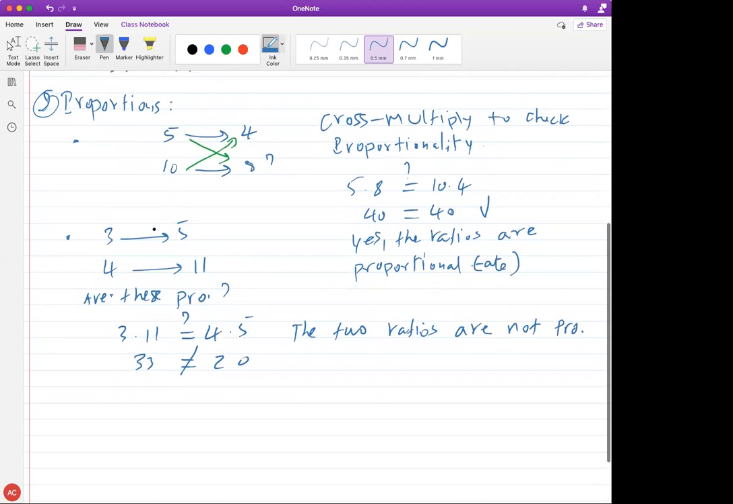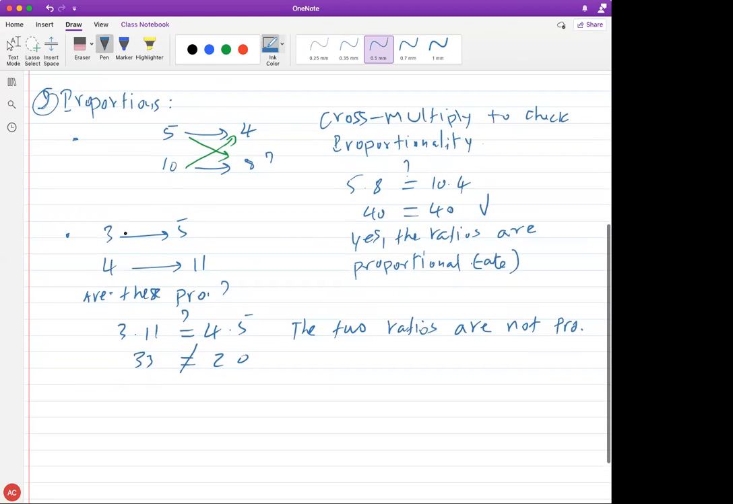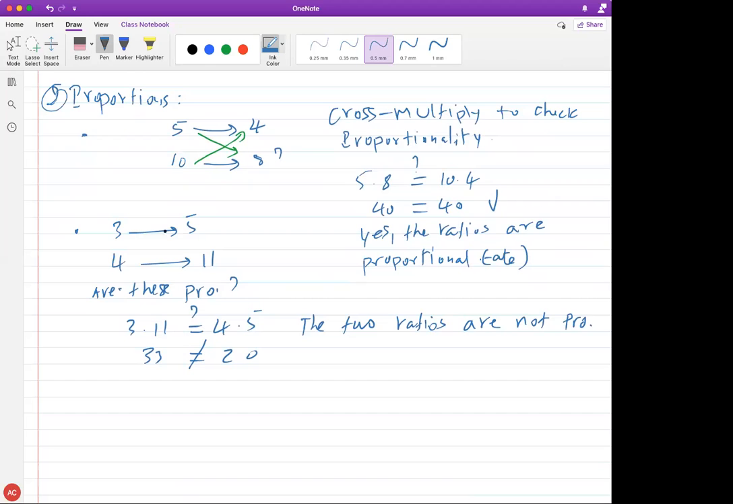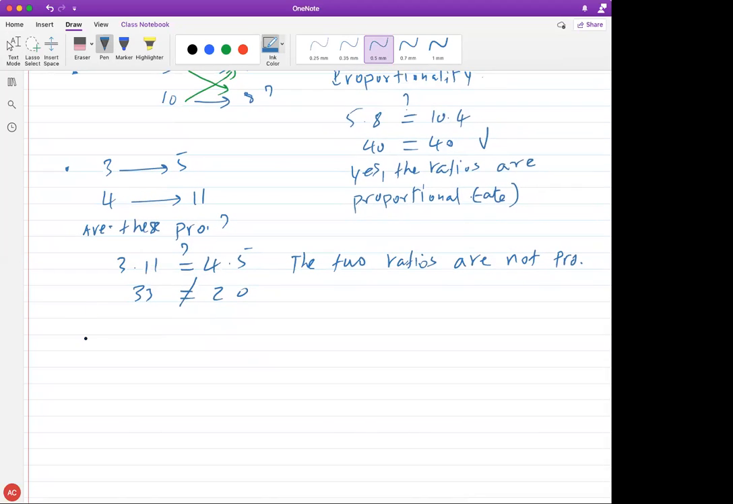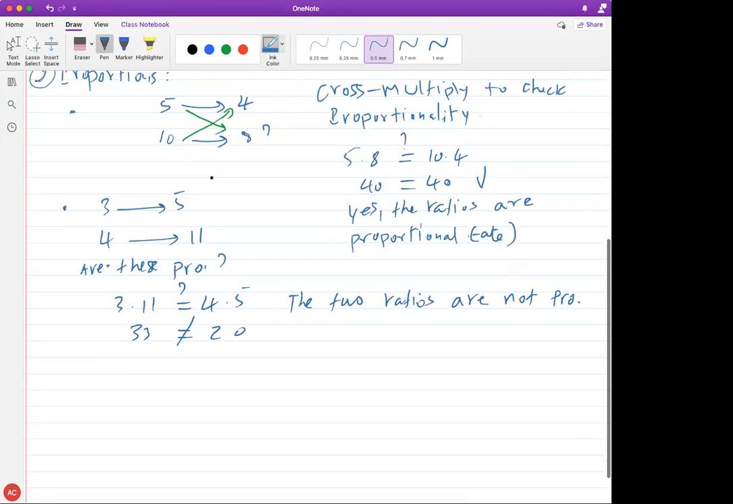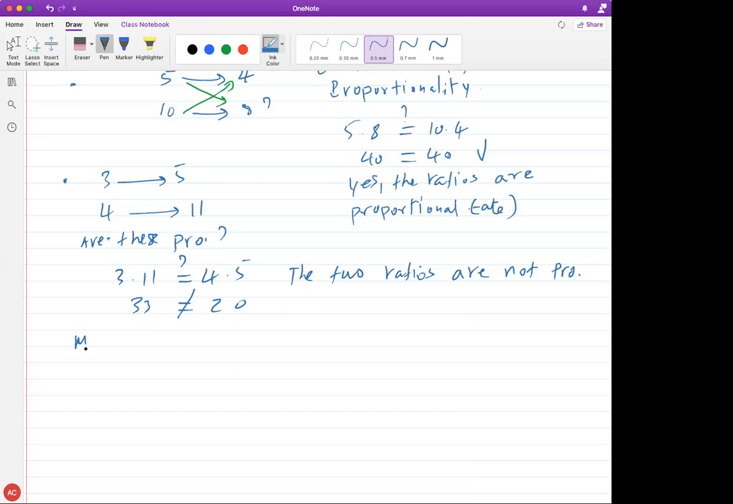Okay, so you'll be given something like this to check if it's proportional. Or you may also have a missing number. You will be given a proportion with a missing quantity, and you figure out that missing quantity. And basically, we use pretty much the same method here of cross multiplying to find a missing quantity. Let's see how to do that. So, missing quantities.